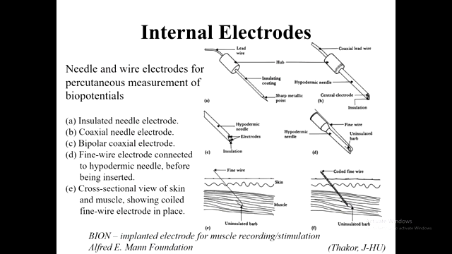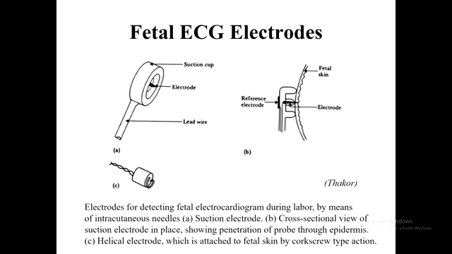The sorts of things that need to be done for EMG studies sometimes involve electrodes that go within muscle, typically, and so needle or wire electrodes are used for that, and you'll appreciate that there are some quite straightforward arrangements that are not without their issues.